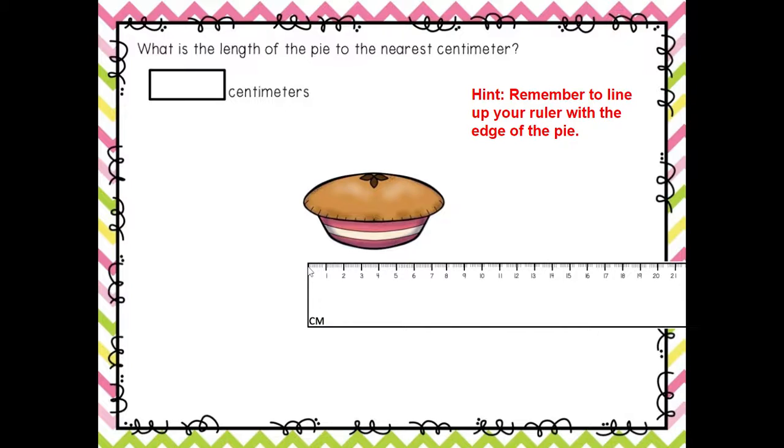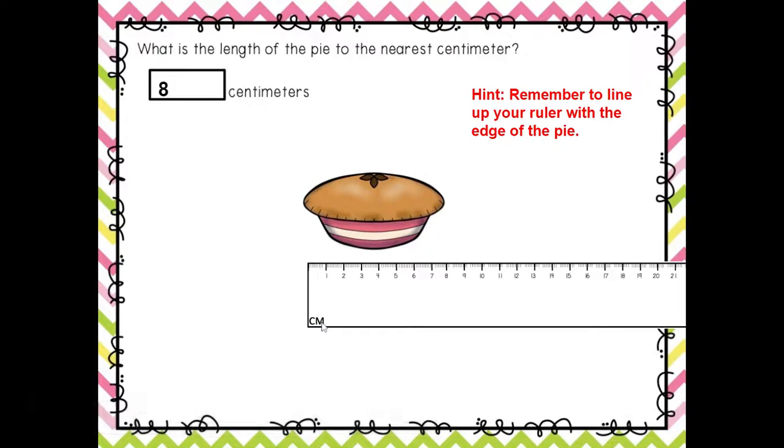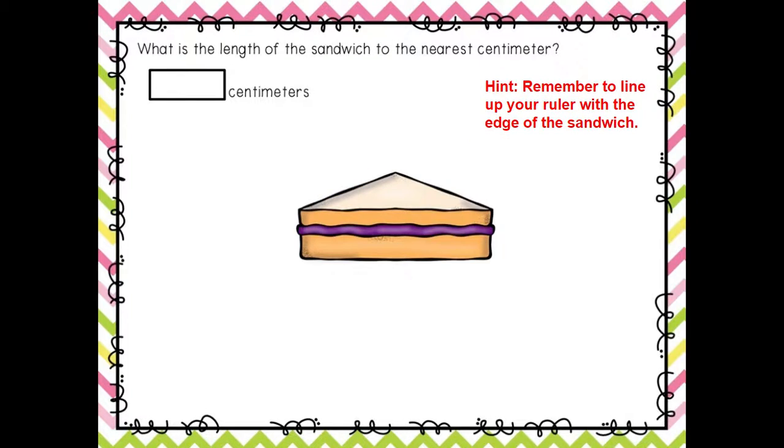Now, I'm going to find the other edge of my object, and I'm going to bring it all the way down. Look, it stops at 8 centimeters. So the length of my pie is 8 centimeters. Don't forget to check what you are measuring in. cm stands for centimeters. Let's do it with another one.